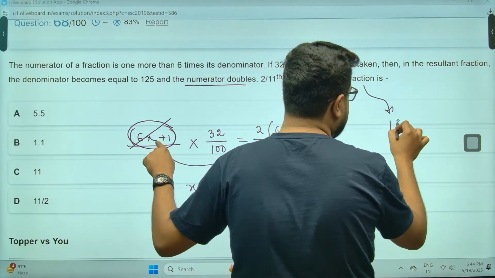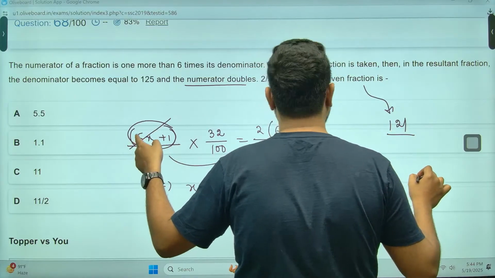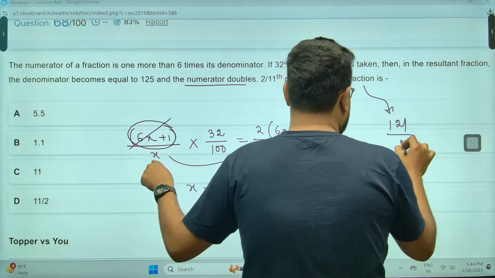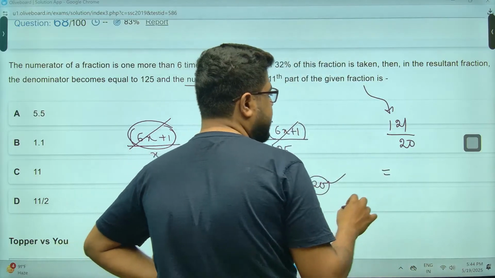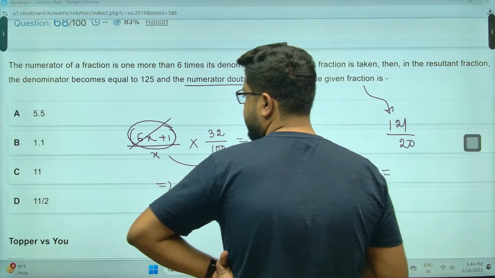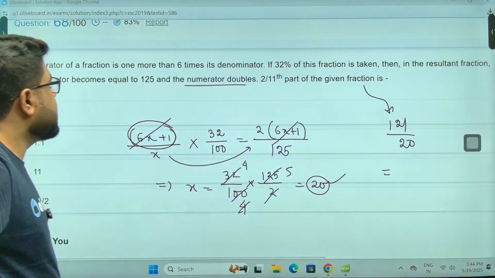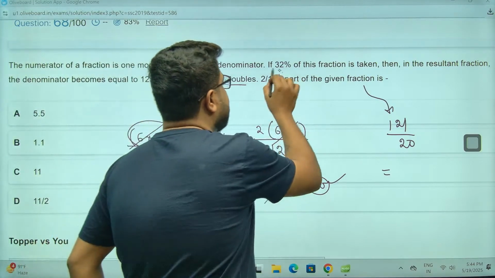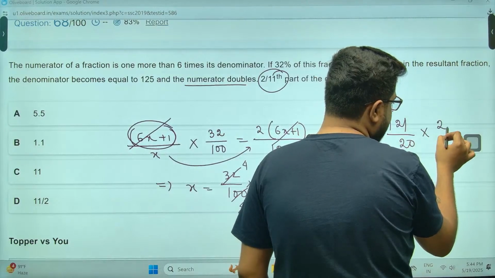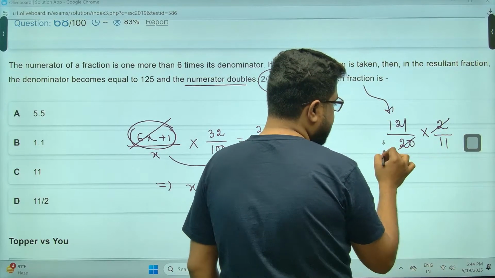120 plus 1, that is 121, right? By 20. 120 by 20. This was the fraction. Acha, 2 by 11th part. Now that is what I'm saying. Yes, 2 by 11th part.